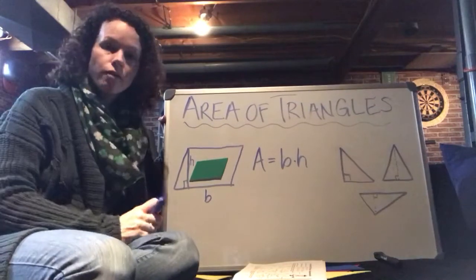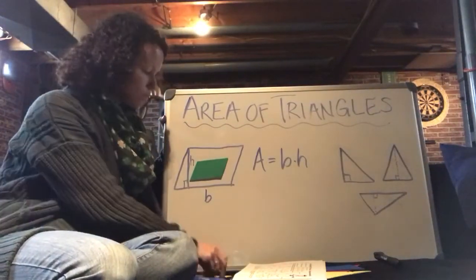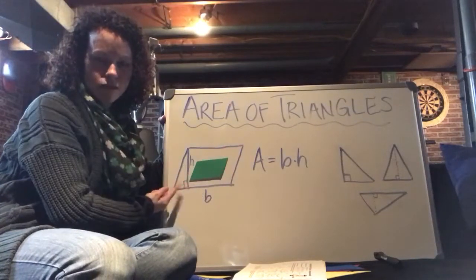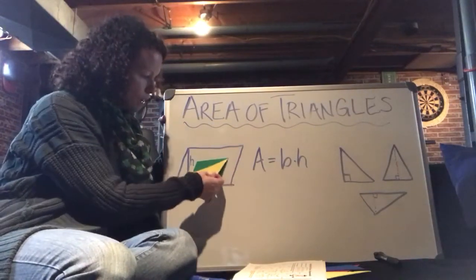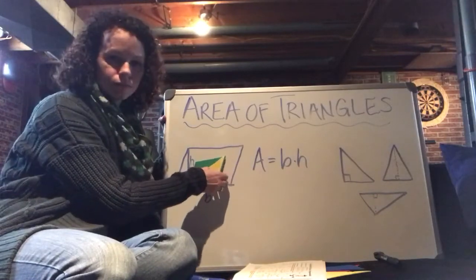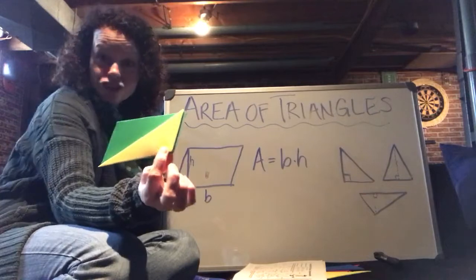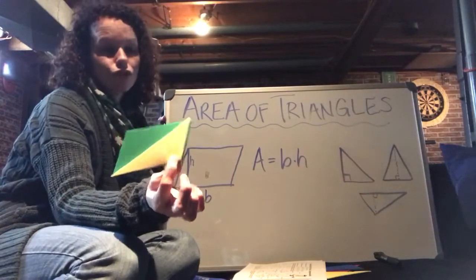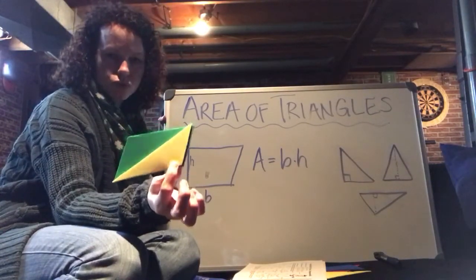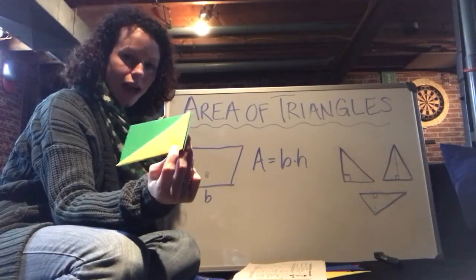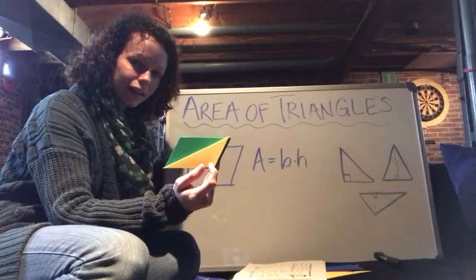The reason why I wanted to go over that is because if we look at a parallelogram, and if we took it and cut it in half, if we sliced it in half, we would actually have what? We would have a triangle. So two triangles would make up a whole parallelogram. But if I slice it in half, I only have one.